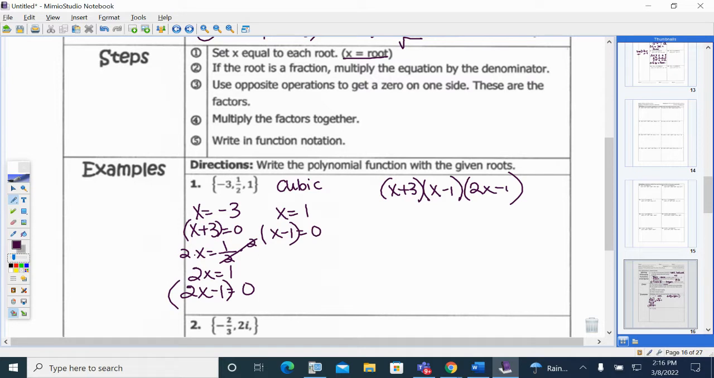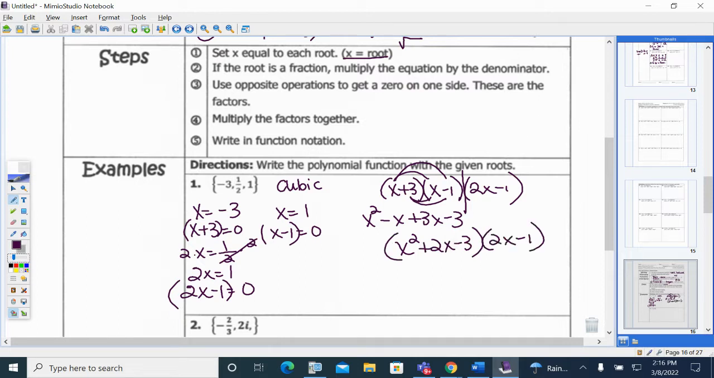So just like in lesson number 1, we cannot multiply but 2 things at a time. So I'm going to take the first 2 and FOIL. X squared minus x plus 3x minus 3. That's going to simplify down to x squared plus 2x minus 3. And I would recommend that you always look for those common factors or common terms, those like terms. Simplify that as much as possible before you go on to multiply that last set.